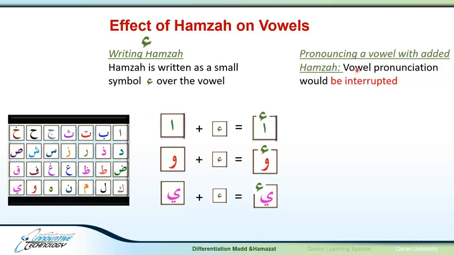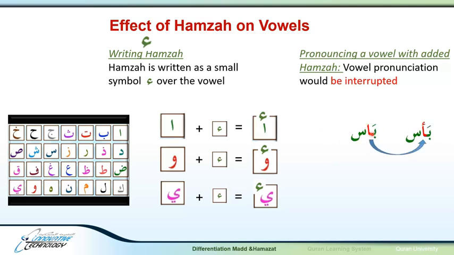But how would that affect the pronunciation of the vowel? The pronunciation of the a would be interrupted. Instead of saying a, we'll say a. Instead of saying oo, we'll say oo. And instead of saying ee, we'll say i. This can be further illustrated if we take this example.